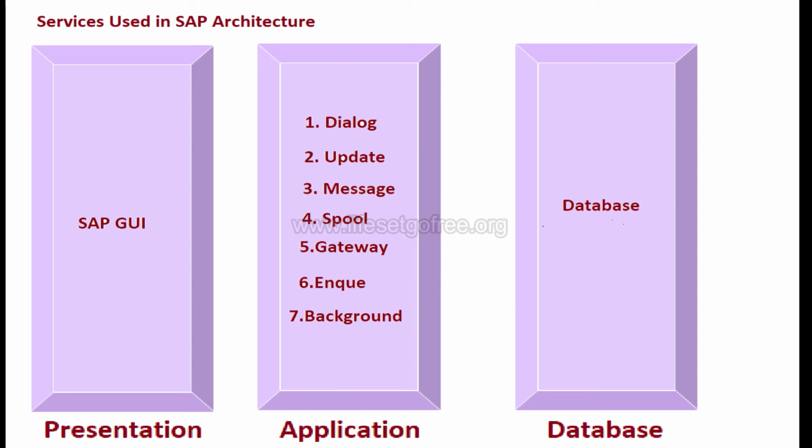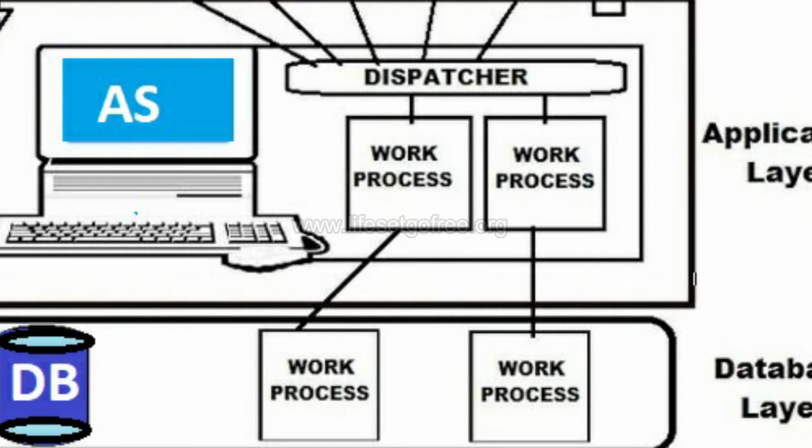That means you can start any job at a specific time. What is the update service or the work process? See here, these services whatever we are discussing in terms of the application layer, these are all known as the work processes. Okay, so all the services that I have discussed for the application layer are known as the work processes.